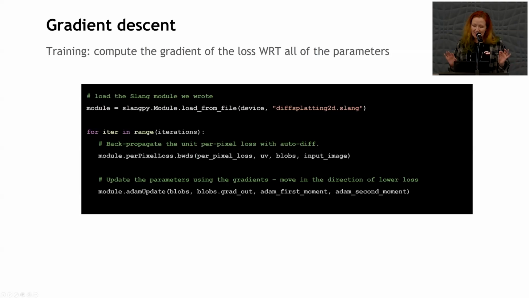SlangPy also provides convenient ways to deal with all of that tensor data. So SlangPy tensors are interoperable with NumPy arrays and PyTorch tensors, which is really powerful because that gives you an easy way to get data that you may have worked with in other ML contexts into Slang.